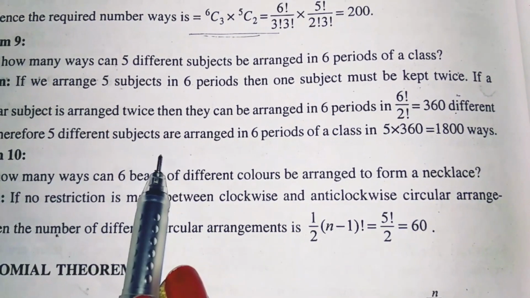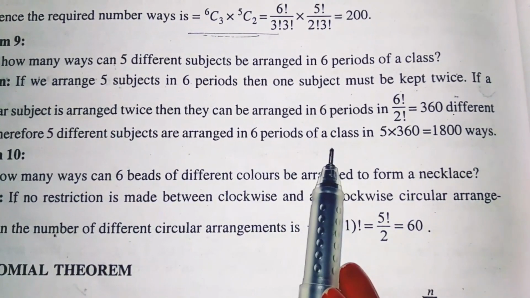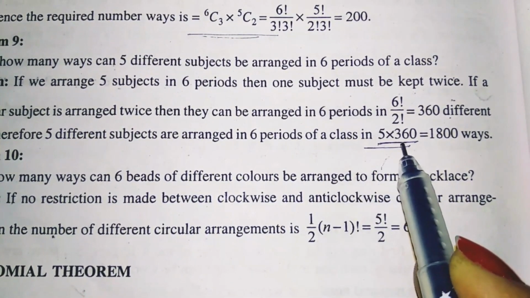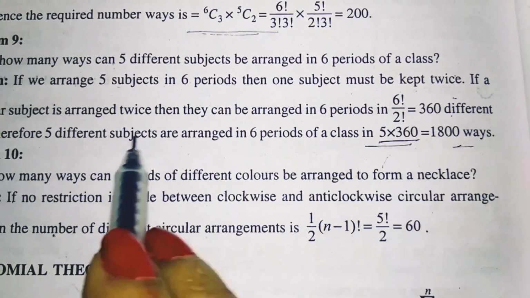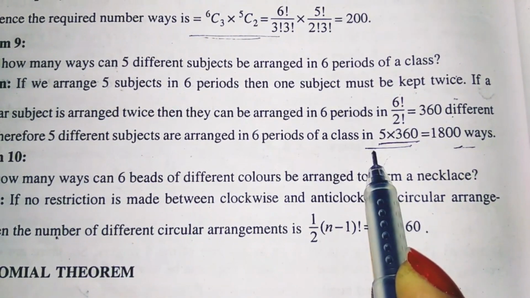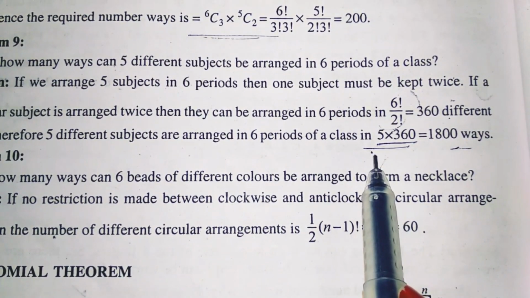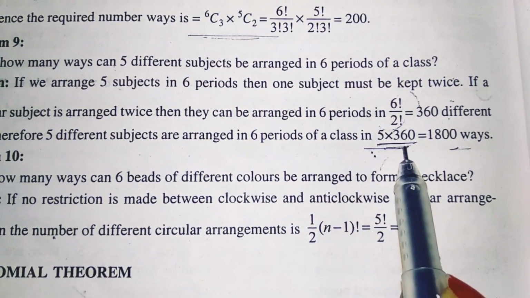Therefore, 5 different subjects can be arranged in 6 periods of a class in 5 cross 6 factorial by 2 factorial, that is 1800 ways, because 5 different subjects are there. We can do this same thing for all 5 subjects. That's why 5 should be multiplied here.